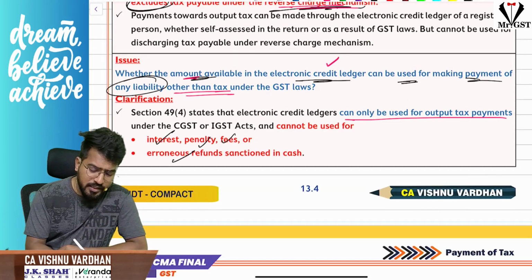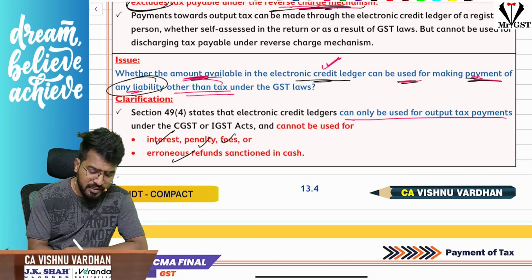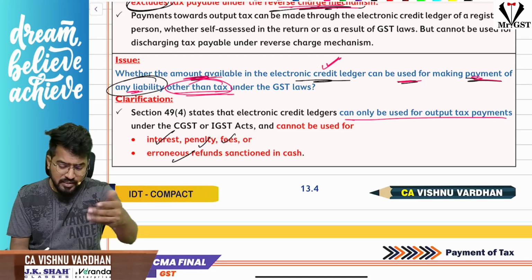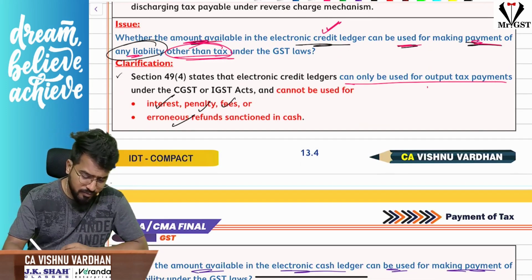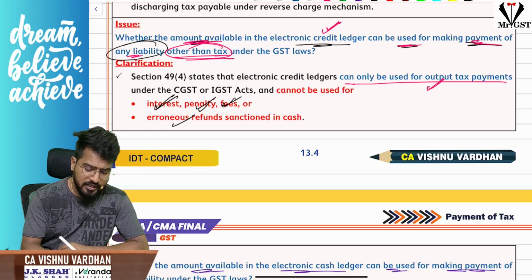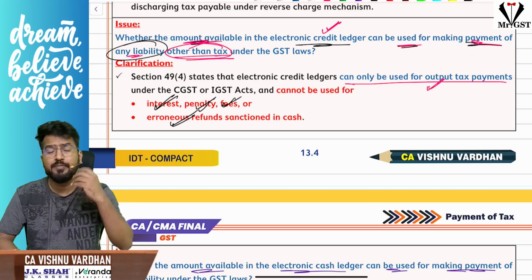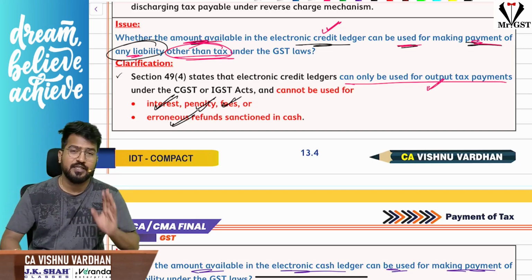Sir, can the amount available in e-credit ledger, can I use it for making payment of any liability other than tax? Just now we have discussed, sir, it can be used only for making output tax payments, and you cannot use it for paying interest, penalty, late fees, or erroneous refund sanctioned in cash. All these things should be paid only in cash. You cannot use e-credit ledger balance.